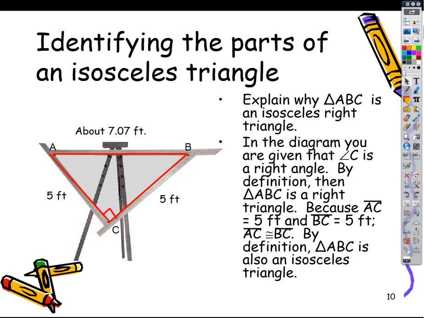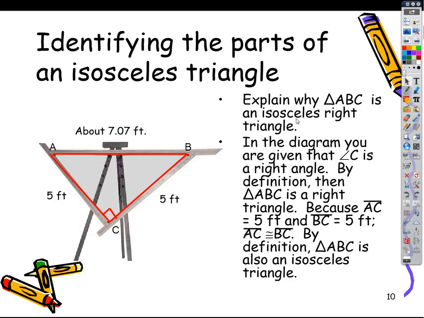So, why is it here that this triangle is an isosceles right triangle? Give me one reason. There's two parts to that, aren't there? If we want to be really specific, we can categorize or name this triangle by both its sides and its angles. It's got two adjectives here. It's an isosceles right triangle.